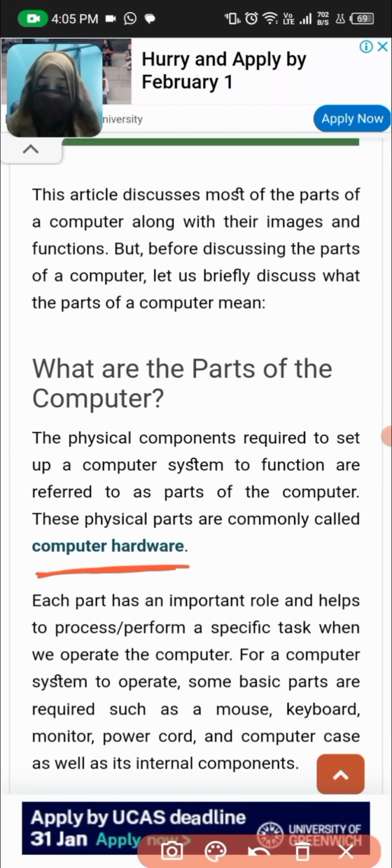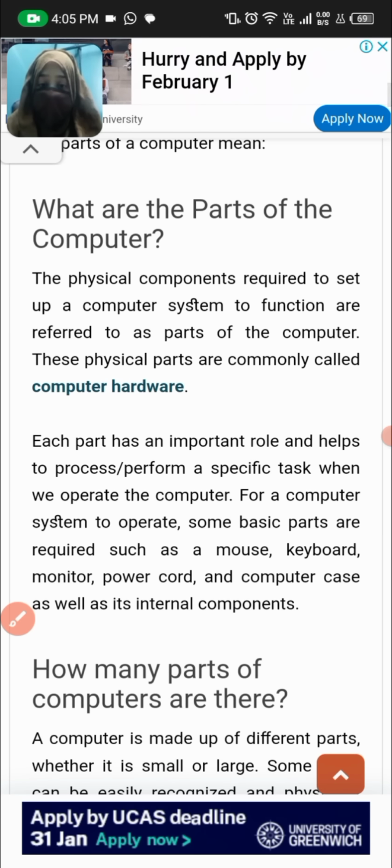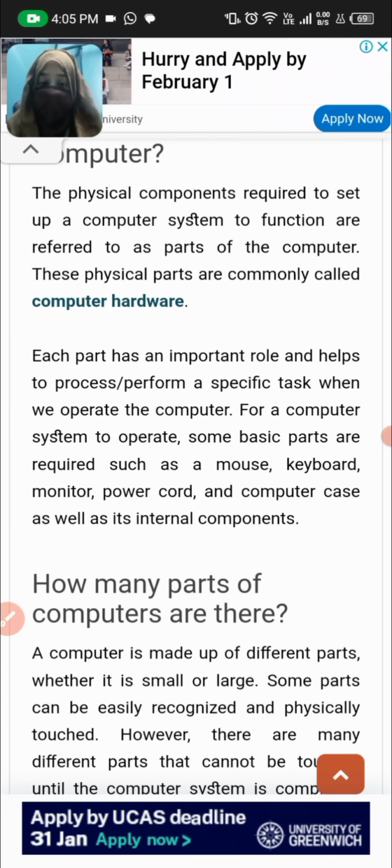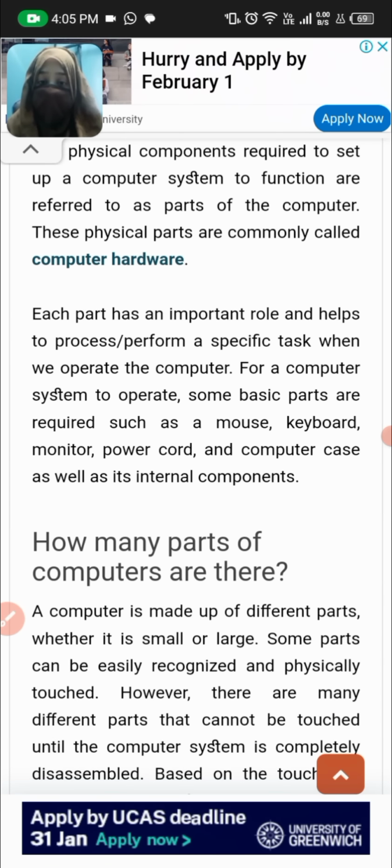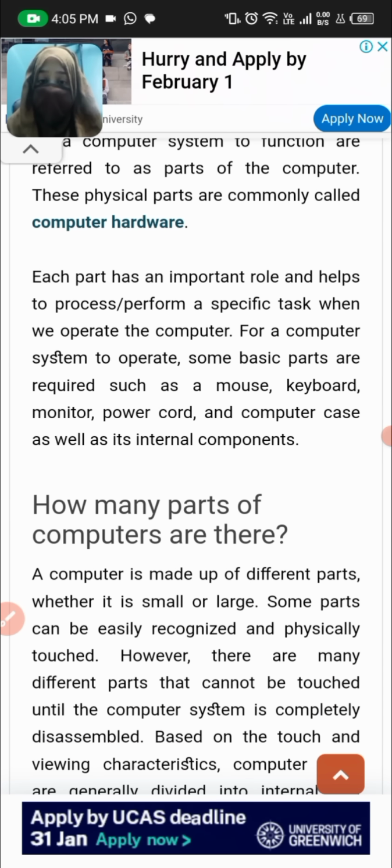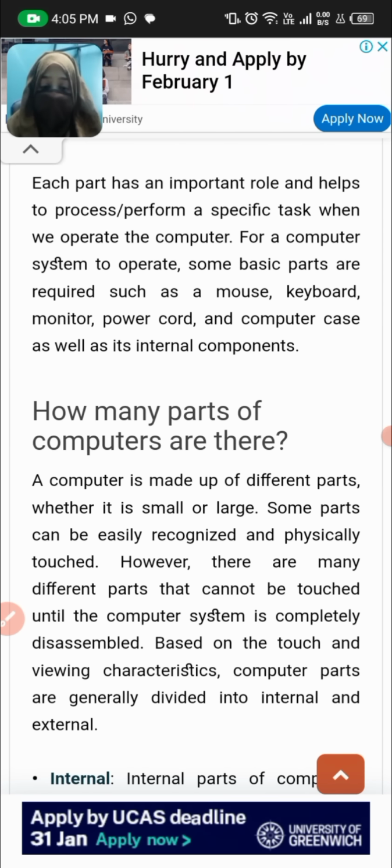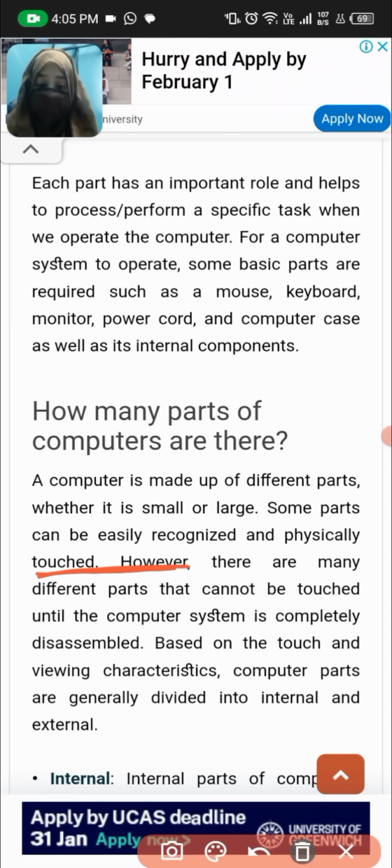Each part has an important role and helps to perform a specific task when we operate the computer. For a computer system to operate, some basic parts are required, such as a keyboard, monitor, power cord, and computer case, as well as its internal components. How many parts of computer are there? Now we will discuss about the basic parts of the computer.